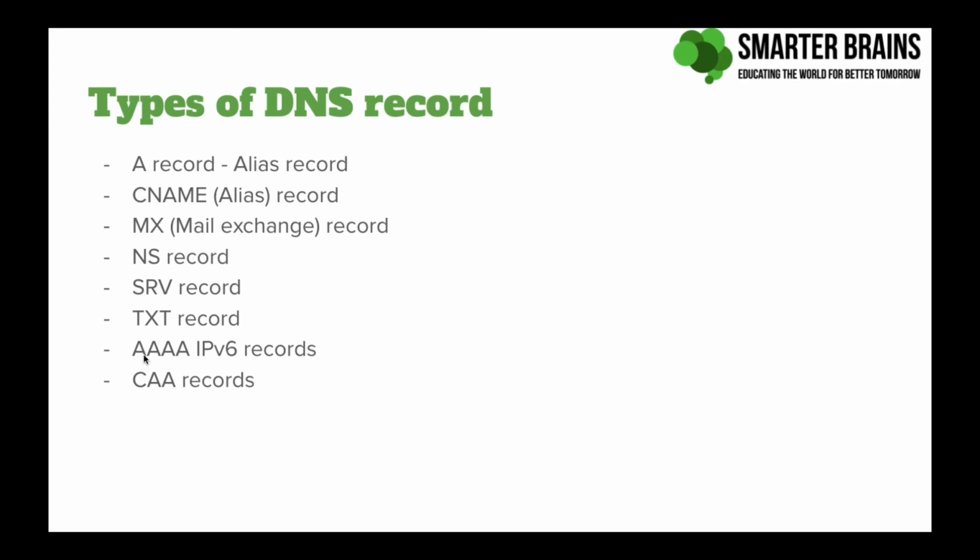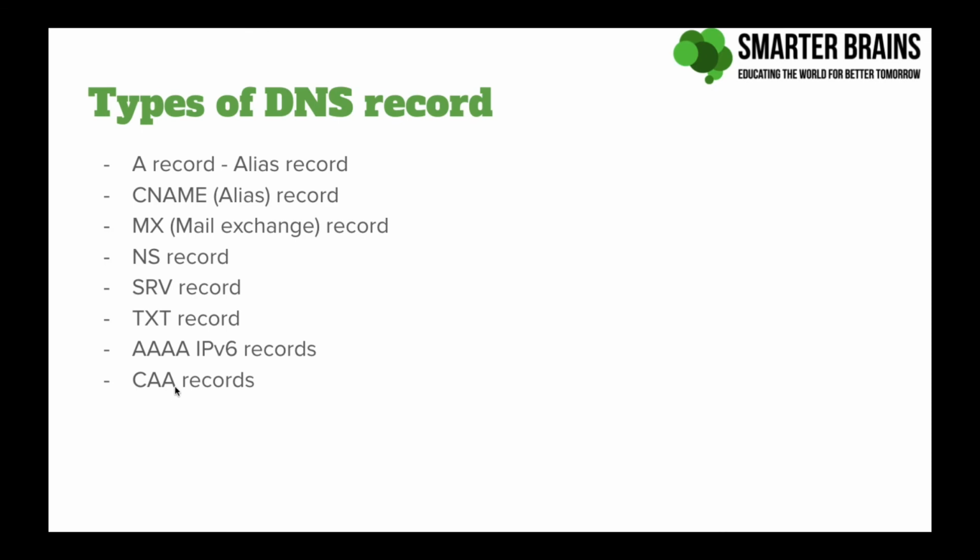Next is the AAAA IPv6 record. IPv6 records are similar to the A record that we saw in the previous lesson. The only difference is it takes an IPv6 address rather than the IPv4 address.